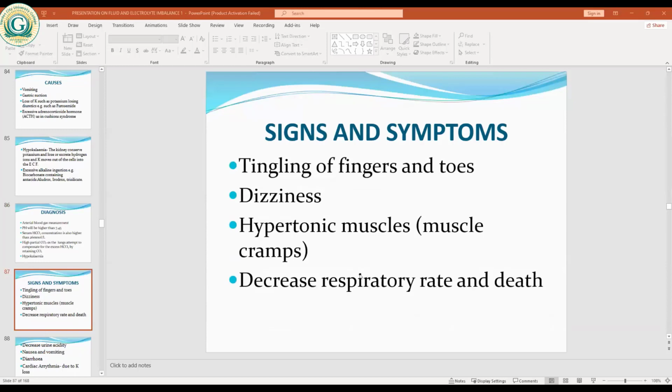Before I move on to the signs and symptoms, any questions so I can attempt and answer that? Any questions? If there are none, then we move on.